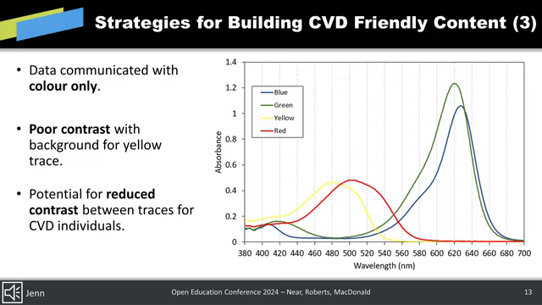Looking at a quick example, in the graph on the right, there's a series of traces, one yellow, red, green, and blue. However, the data is only communicated through color. There is a poor contrast with the background for the yellow trace, making it very difficult to see, and there's potential for reduced contrast between the traces for individuals with CVD.